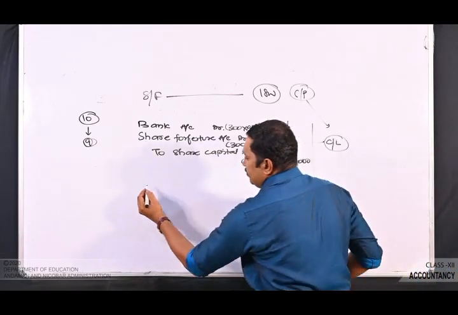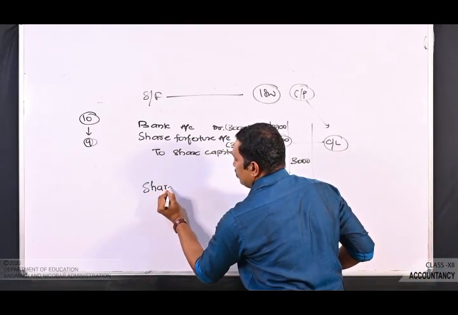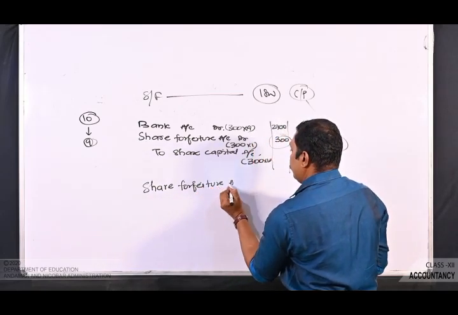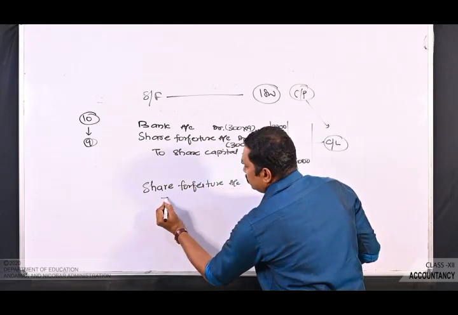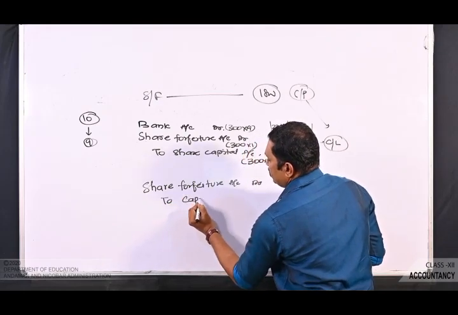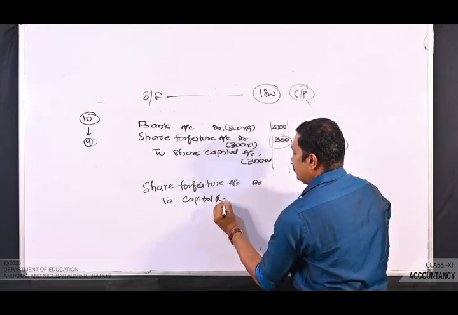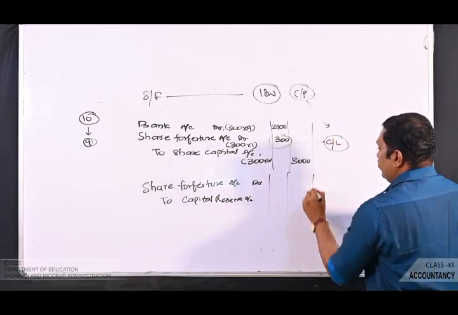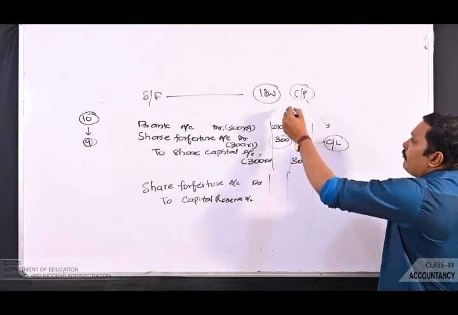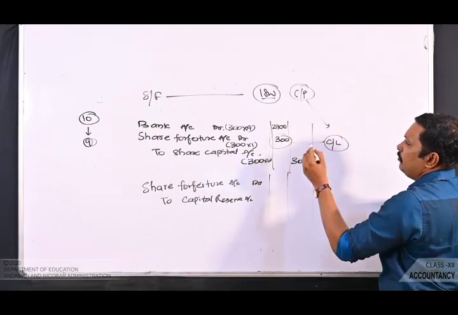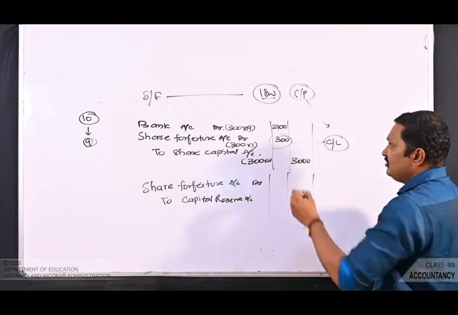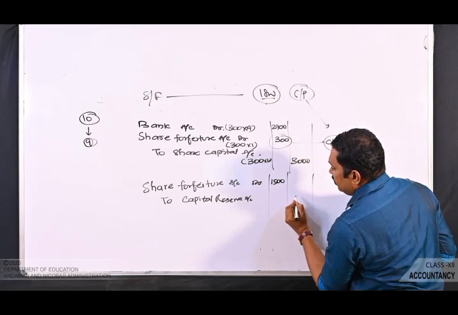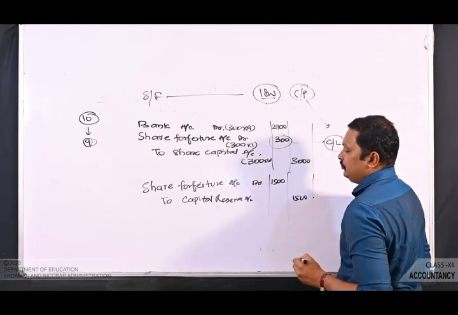The third entry is share forfeiture account debit to capital reserve account. Here we have to write the net balances. How much capital profit do we have? 1800. How much capital loss did we get? 300. Just deduct it, 1800 minus 300, 1500 will be in the third entry. Right?